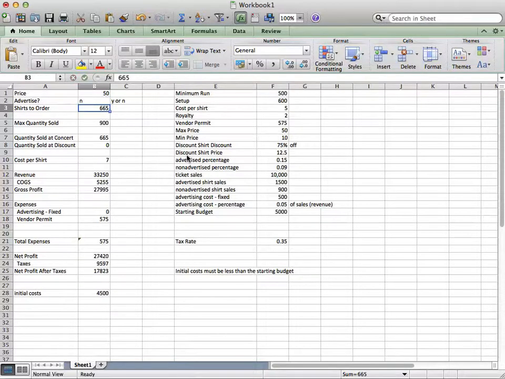So I say no. Well, let's go back and say yes. This is the maximum I can do advertising. It's the maximum price and the maximum number of shirts I can order. My total profit after taxes is $16,400 and some dollars.